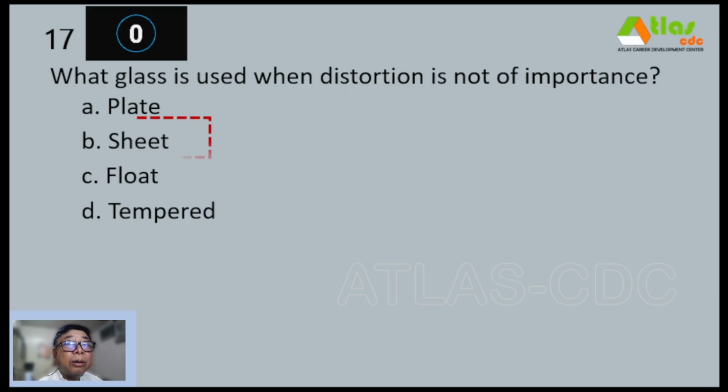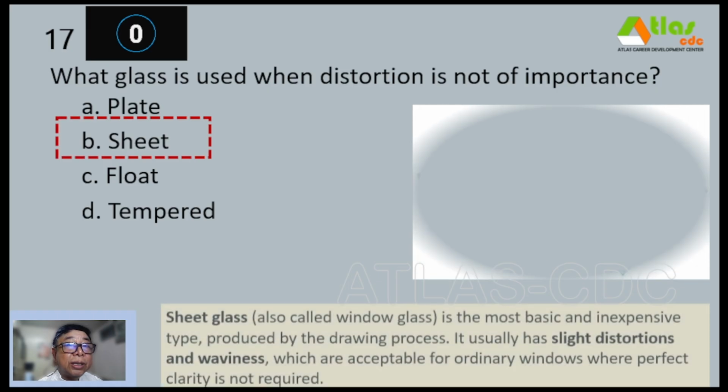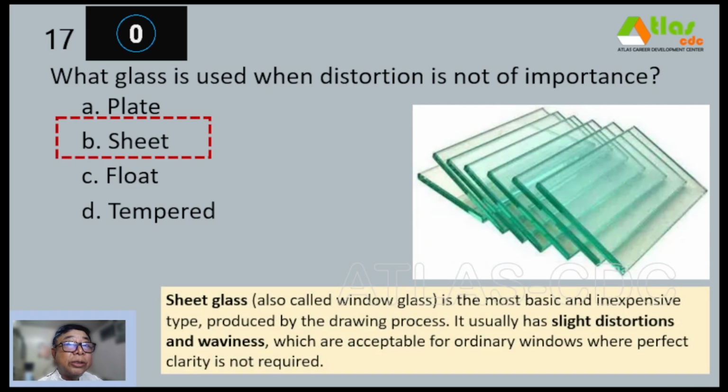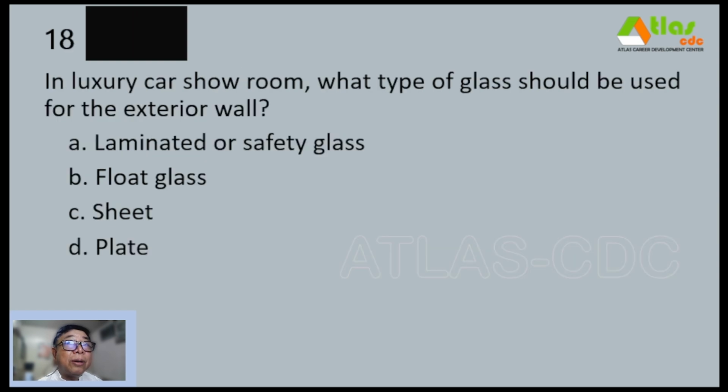And our correct answer is letter B, sheet glass. So sheet glass, also called window glass, is the most basic and inexpensive type produced by the drawing process. It usually has slight distortions and waviness which are acceptable for ordinary windows where perfect clarity is not required.